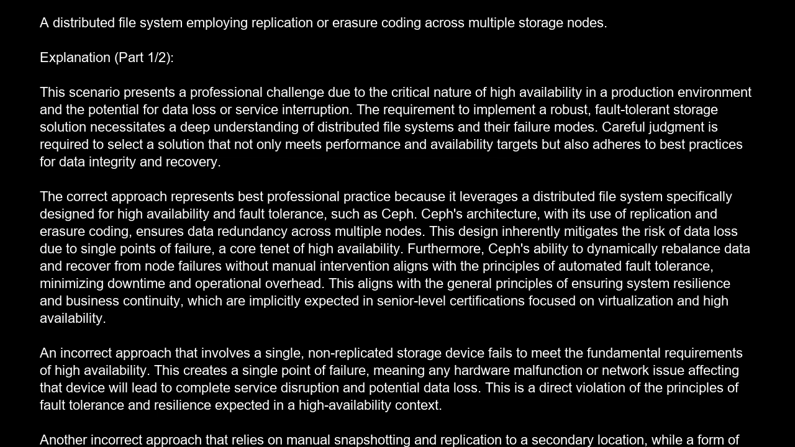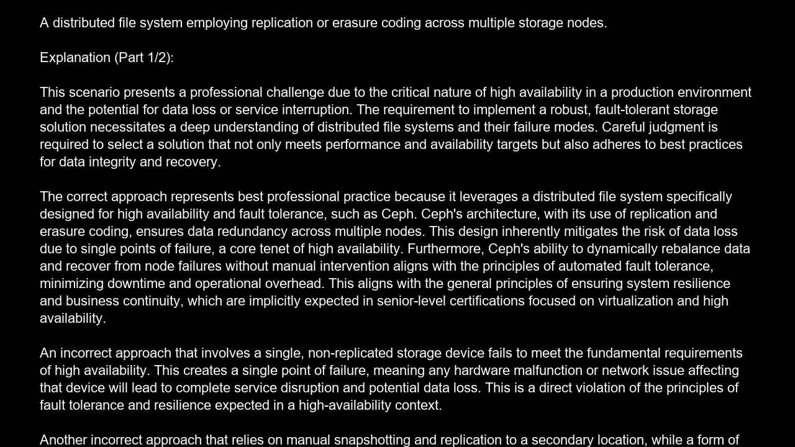Explanation. This scenario presents a professional challenge due to the critical nature of high availability in a production environment and the potential for data loss or service interruption. The requirement to implement a robust, fault-tolerant storage solution necessitates a deep understanding of distributed file systems and their failure modes. Careful judgment is required to select a solution that not only meets performance and availability targets, but also adheres to best practices for data integrity and recovery.